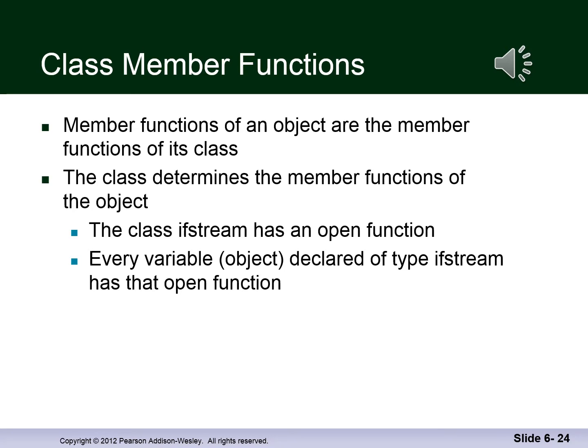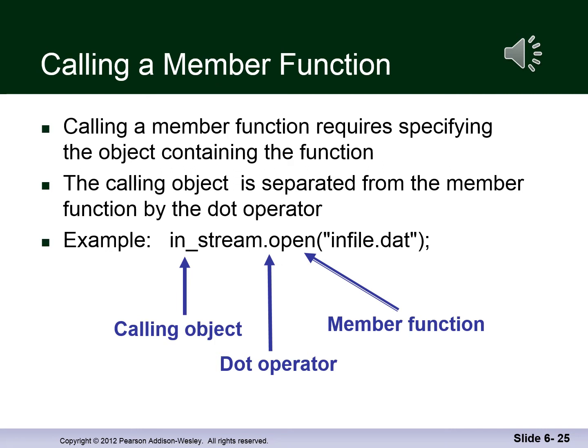In order to call a member function, you must specify the object that contains the function. The calling object is separated from the member function by the dot operator, period. Here's an example. The calling object is instream. You've got the dot operator, and then the member function is open. The argument of that function open is the file name infile.dat.